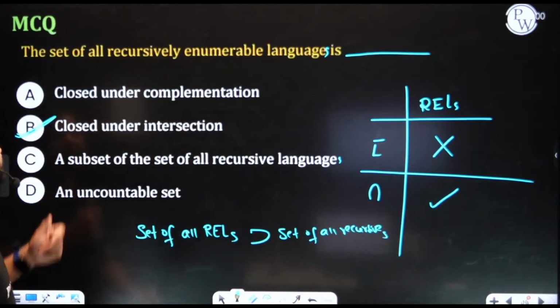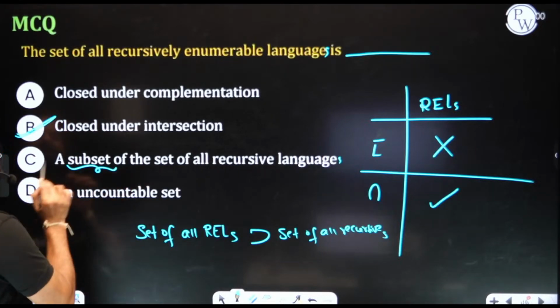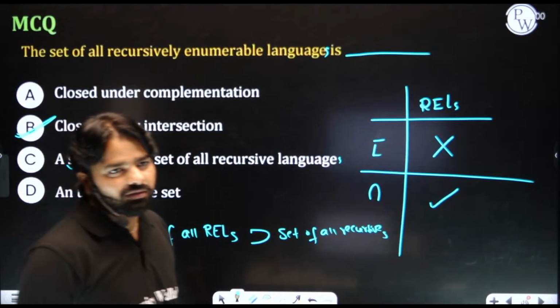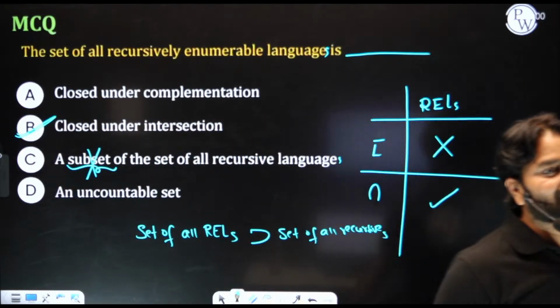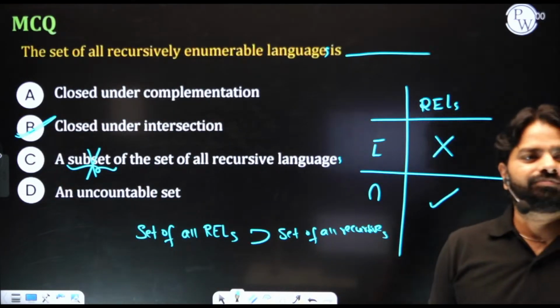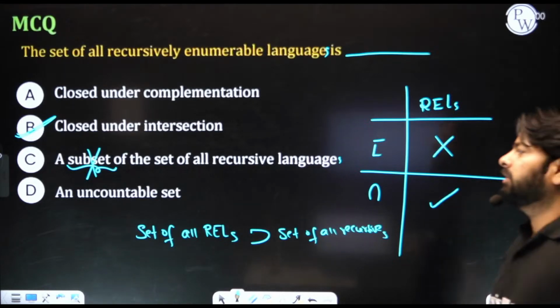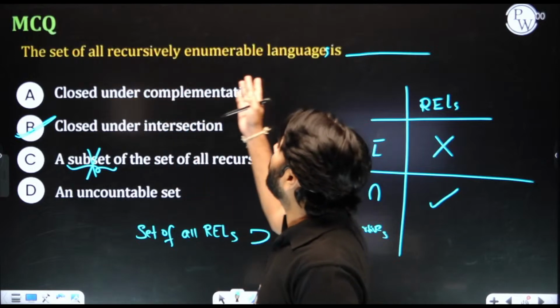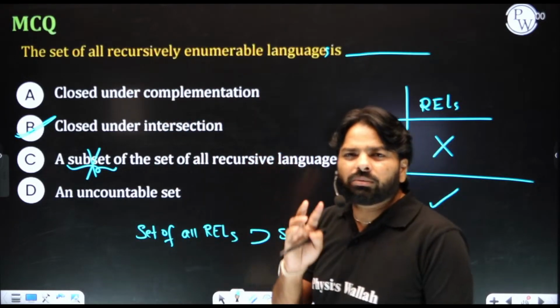But here it is mentioned the subset, that's why this statement is wrong. It should not be subset, it should be superset. The set of all RELs is a superset. And now the next one, the set of all RELs is actually a countable set.